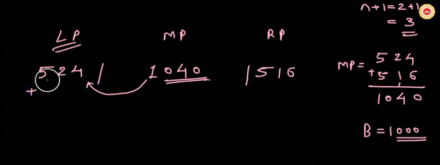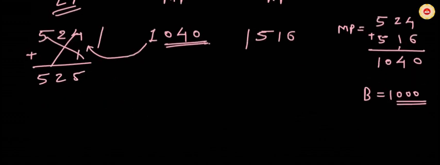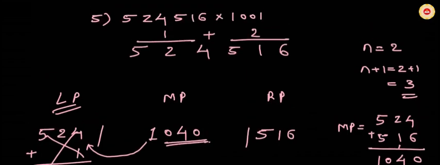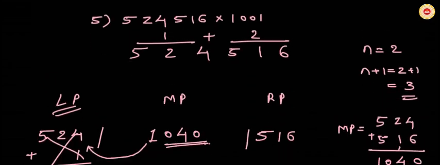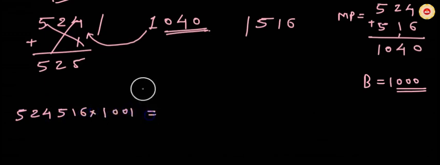So passing means adding 524 plus this 1, which is equal to 525. Now 525 is the leftmost part of the answer. Don't consider this now. So we have balanced it. Now let us write the final answer. What is the multiplicand? 524516. 524516 multiplied by 1001 is equal to, start writing the answer from the leftmost part.